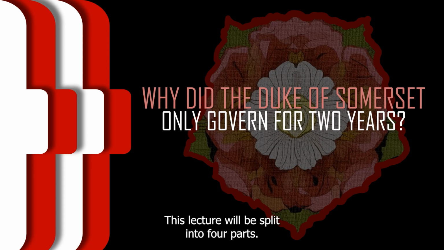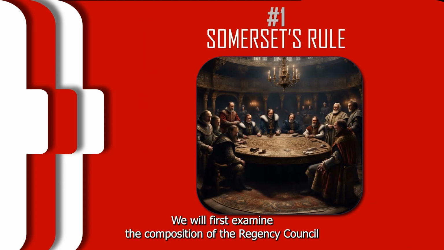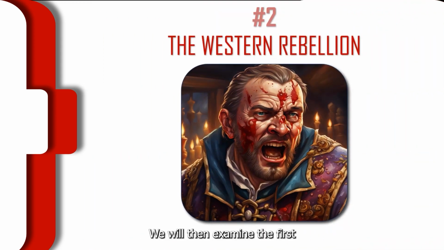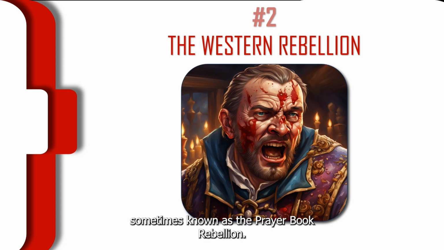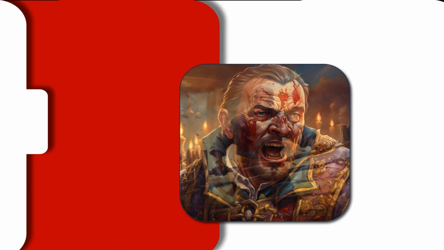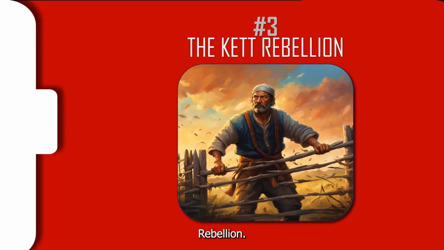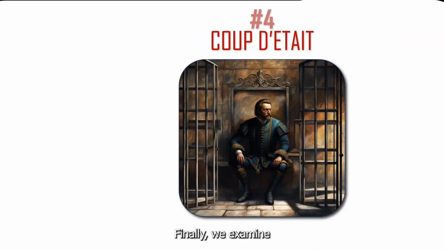This lecture will be split into 4 parts. We will first examine the composition of the Regency Council and Somerset's position as Lord Protector. We will then examine the first rebellion of 1549, the Western Rebellion, sometimes known as the Prayer Book Rebellion. Then we will examine the Second Rebellion of 1549, known as the Kent Rebellion. Finally, we examine the coup d'état against the Duke of Somerset, led by the Duke of Northumberland.